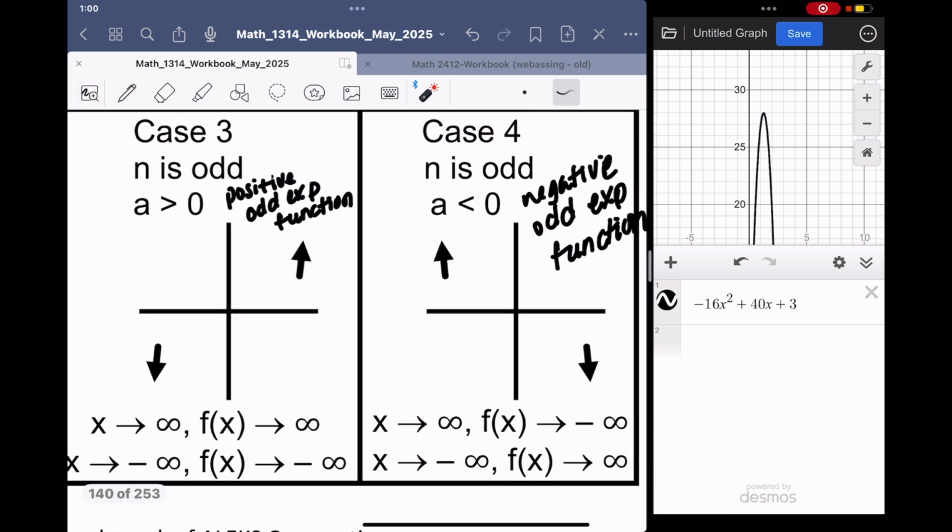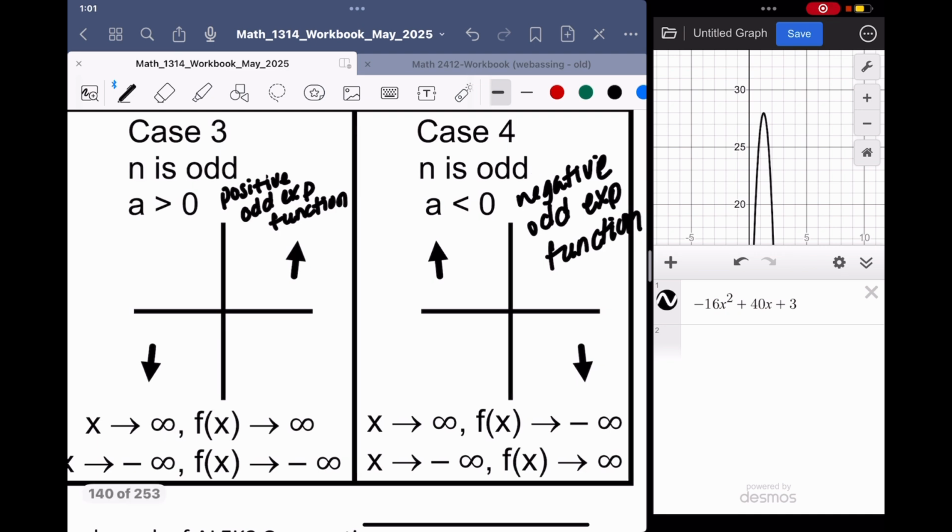Case 3, positive odd exponent function. An example of something like that would be, again, where the exponent is odd. Let's just say we use 12x to the 3rd. 3 is the odd number exponent. The 12 is positive, the leading coefficient. Down on the left, up on the right.